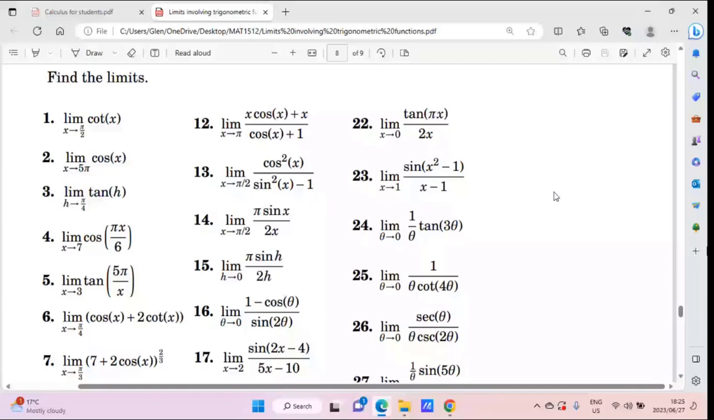Lerato. Yes, I'm listening. Sharp, you did everything correctly. Let's go back to the issue where you had 1 over cos 4 theta. Can you see that part? Yes, I see. What is 4 times 0? 0. And then cos 0 is what? It's 1. Sharp. So you have 1 over 1 times 1 over 1 times 4. So how did you get 1 over 4?